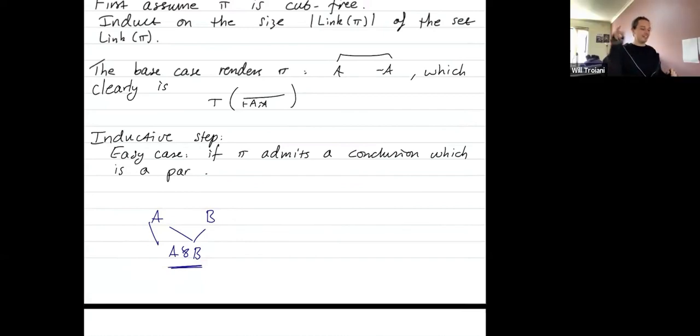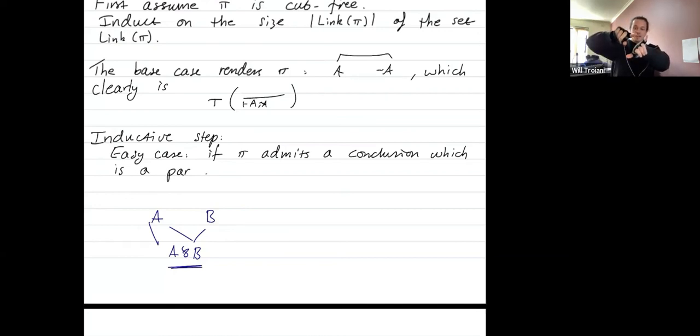Oh, God, how annoying. Okay, let me say it out loud. So if we have this A par B, then you can remove that A par B. Think about what A par B does, right? We're looking at the long trip condition. There are two options: it's a left switching or a right switching. Pick one. Say we're dealing with this case.